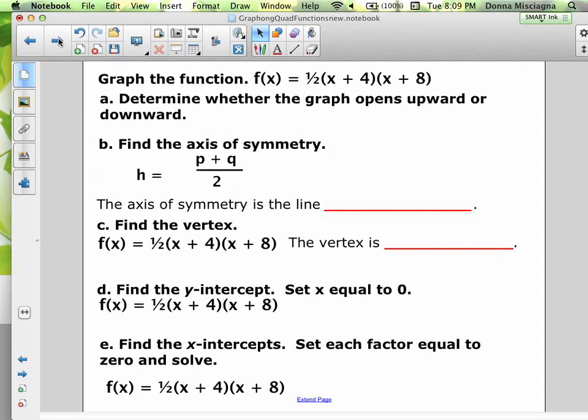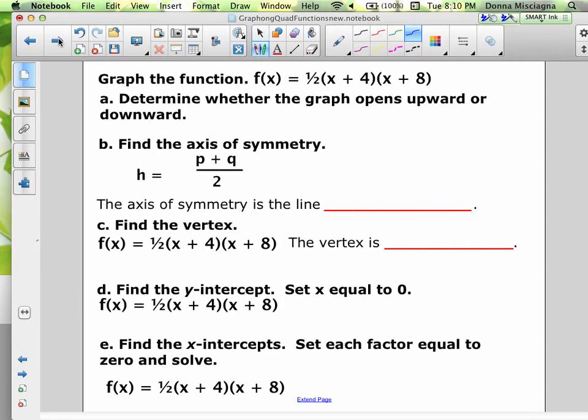All right, so we're going to graph the function f of x equals 1/2 times x plus 4 times x plus 8. Let's find the axis of symmetry. And before we do that, why don't we just go ahead and find our x-intercepts? Because that's really what P and Q are. Let's just find those, all right? And I think that might make it easier for some people.